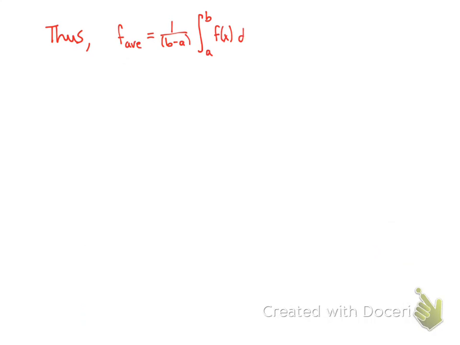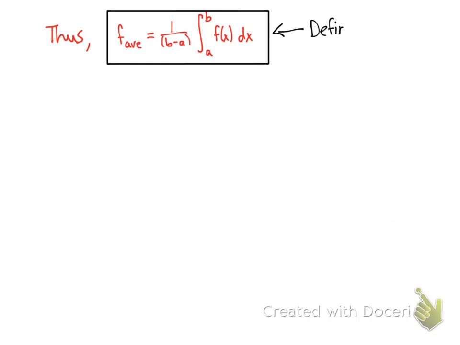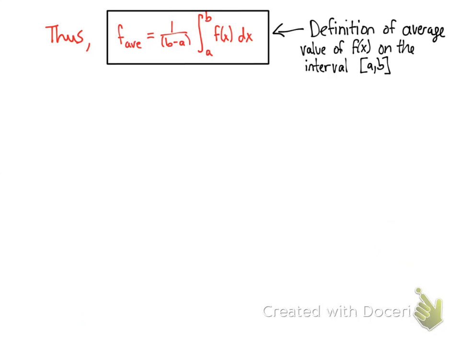Well, if you just divide that equation by b minus a on both sides, you get this. The average function value is 1 over b minus a times the definite integral from a to b of the function f of x dx. This equation is the definition of the average value of the function in between a and b, so on the interval from a to b.